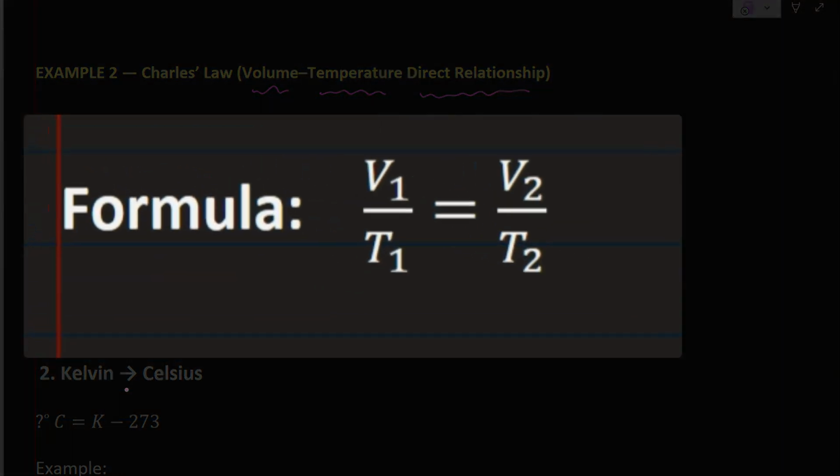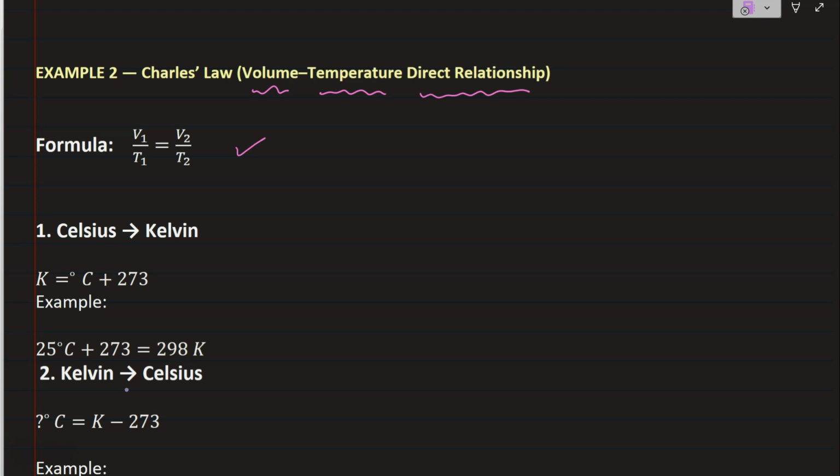And the formula is given by this. T1 and T2 are the temperatures of the given gas at that specific volume.